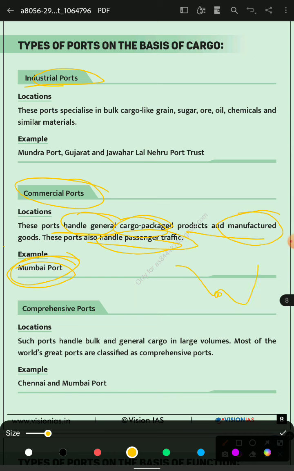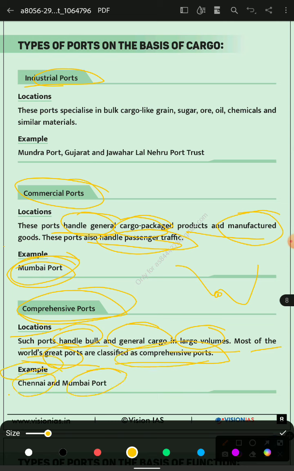Mumbai is situated on this side. Then the other is the commercial port. Commercial ports handle bulk and general cargo, the largest volume in the world, and are classified as company ports. For example, you have Chennai and also the port of Mumbai.